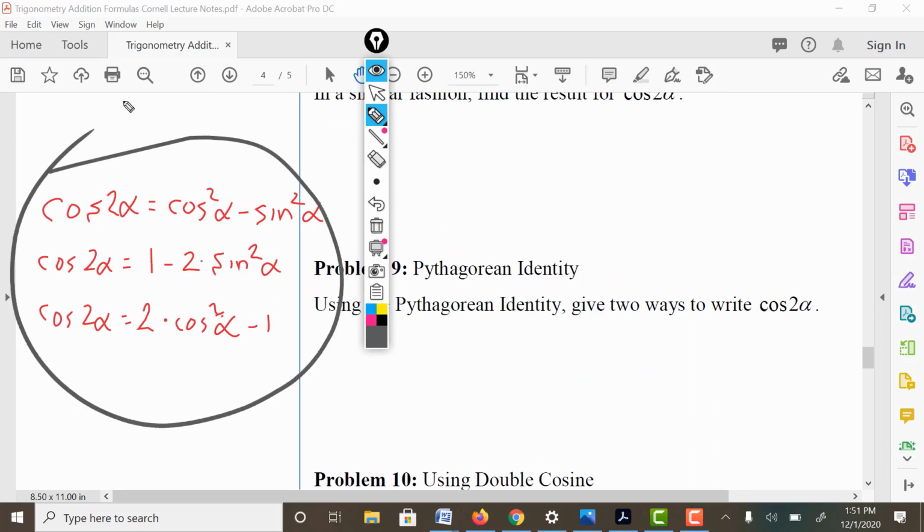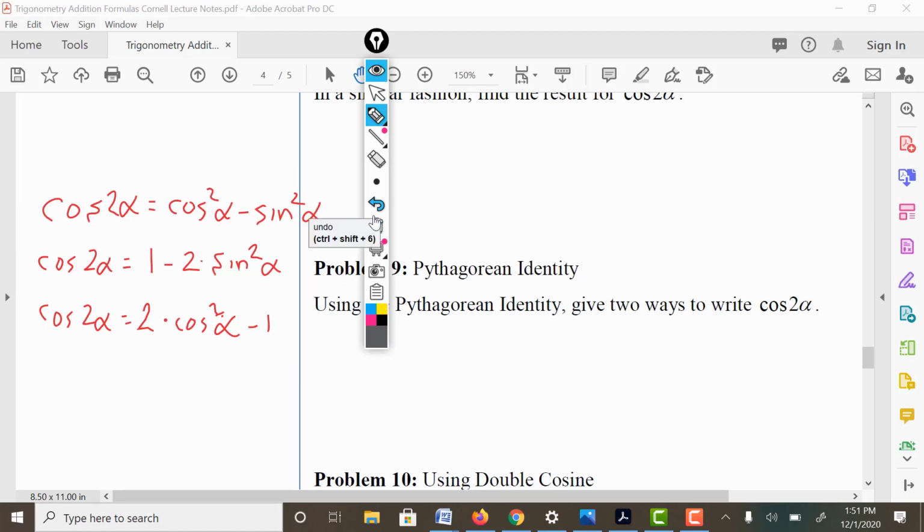If you need the cosine of a double angle, you can use any one of these 3. When do you know which one to use? Well, for example, if you have sine, use this one because all you need is sine. If all they give you was cosine, use this one. If they end up giving you both of them, you might as well go ahead and go all the way with this one. Food for thought.